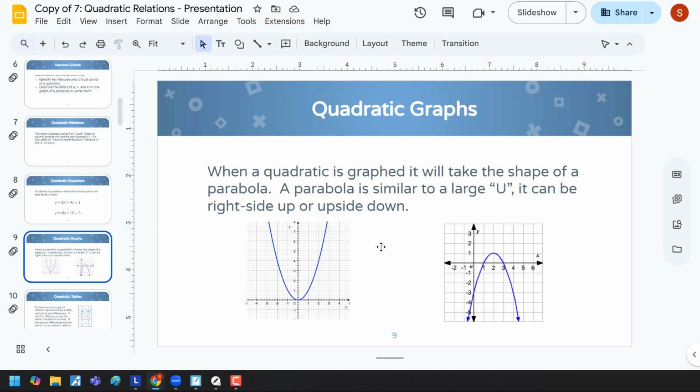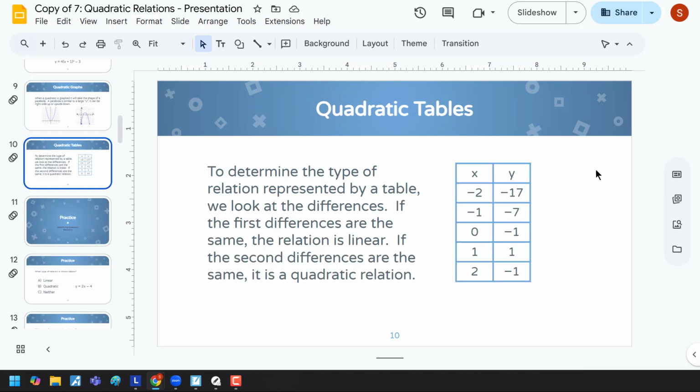All right, when a quadratic is graphed, it will take the shape of a parabola. A parabola is similar to a large U. It can be right side up or upside down. So you can have a U shape or an upside down U shape. Pretty simple stuff so far. All review.